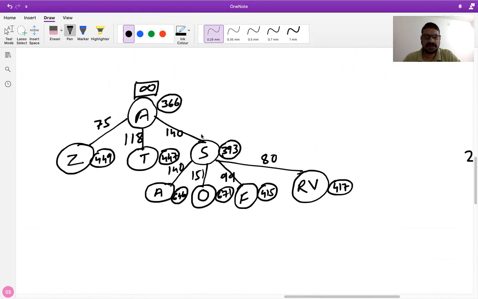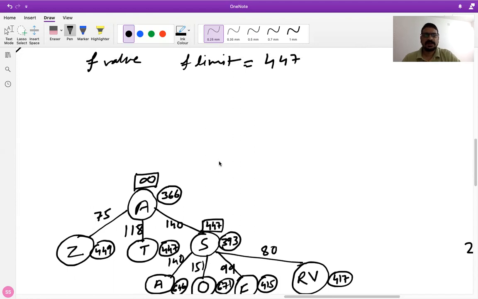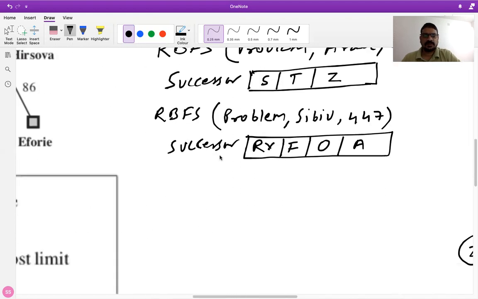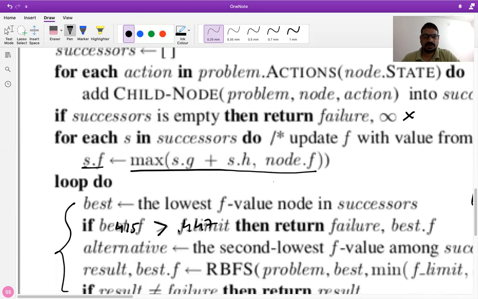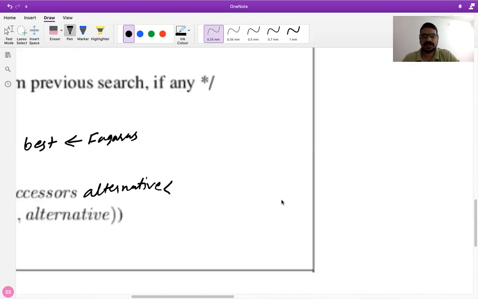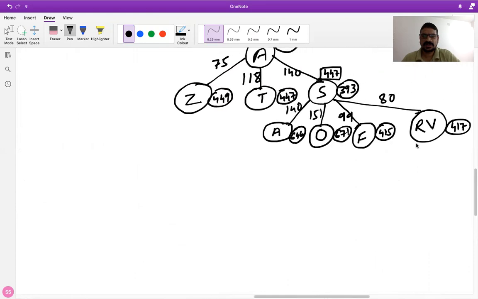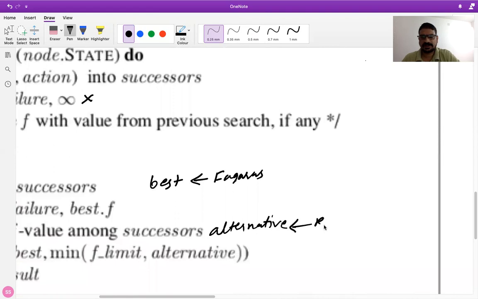So here, my F limit is 447, right? This is 447. Okay, now is 415 greater than 447? No, 415 is not at all greater than 447. So what do we do? We find out the alternative. What is my alternative? Alternative is RV.